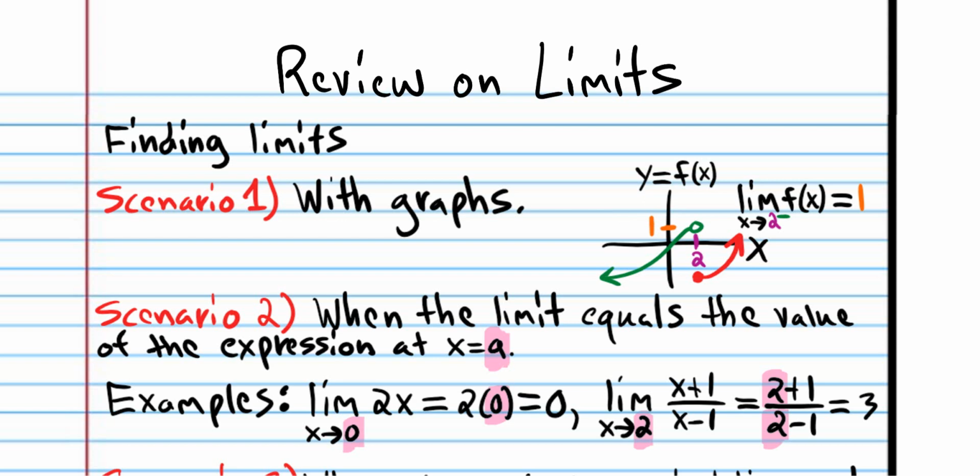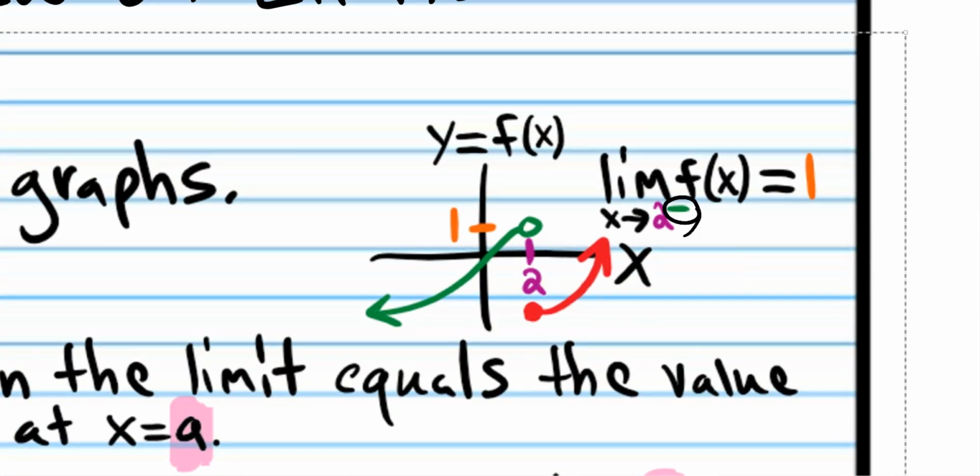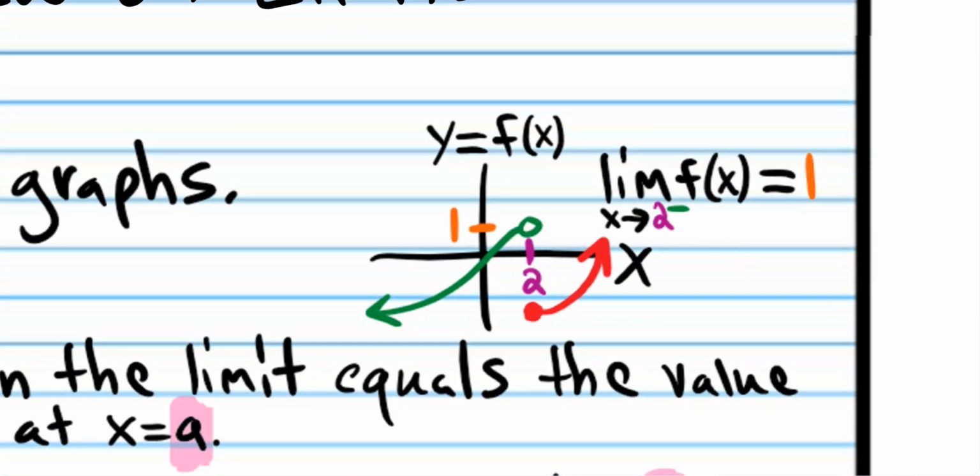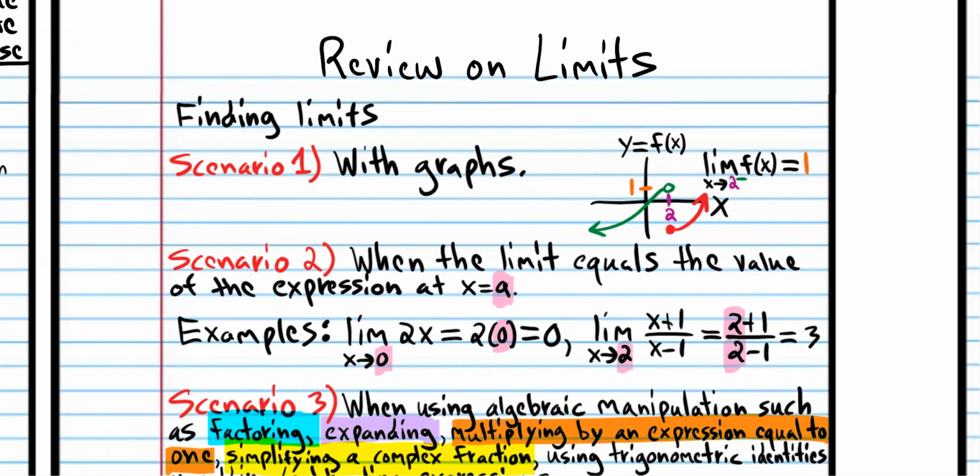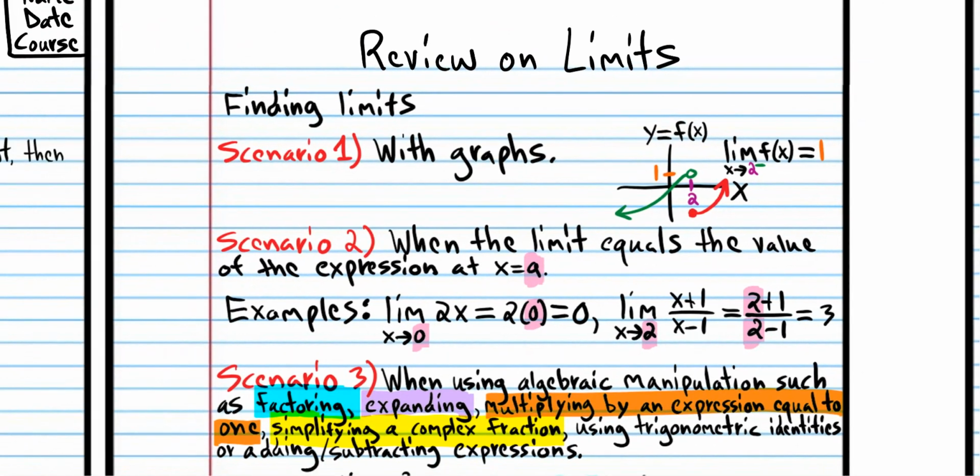Again, you have that point over here, and the x values of the point are approaching 2. What are the y values approaching? 1. So the value of the limit is 1. We read it: the limit of f of x as x approaches 2 from the left is equal to 1. And it's coming from the left because we have that green negative symbol there. So that's how we find the value of a limit using a graph.